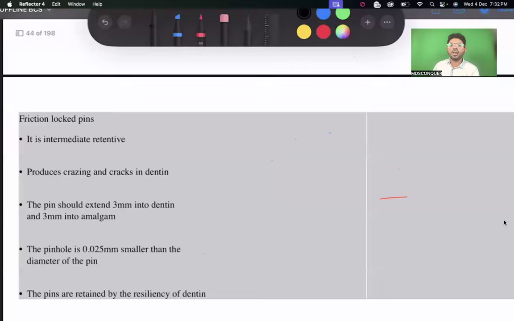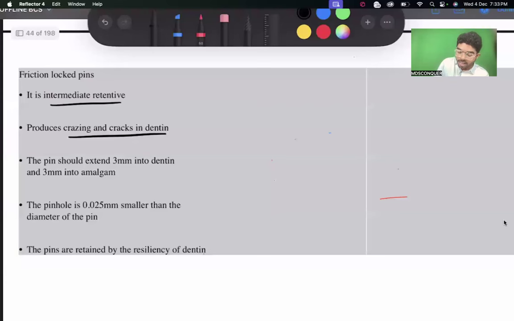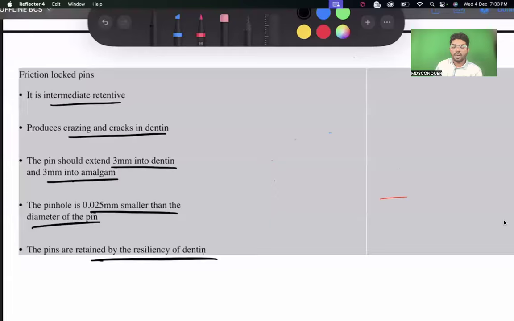Then comes the friction lock. They also obtain retention by friction. These are intermediate in retention. They produce cracks in the dentin, but not as heavy as self-threaded. They are screwed 3 millimeters into the dentin and 3 millimeters into the amalgam. These are also smaller compared to the diameter of the pin, and they get retention by resiliency of the dentin. So retention by resiliency of the dentin is for which type of pins?